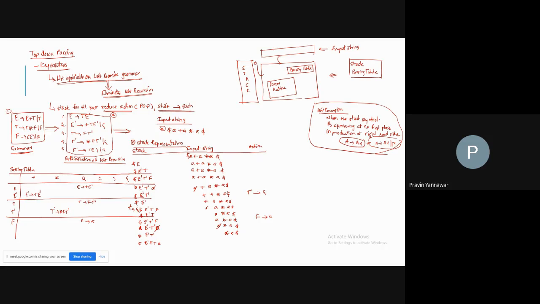Just a minute. So what we are going to write is FT', right? So this is T'F and star. So here it is star, then A $. So this star gets popped off. So what is remaining is A.